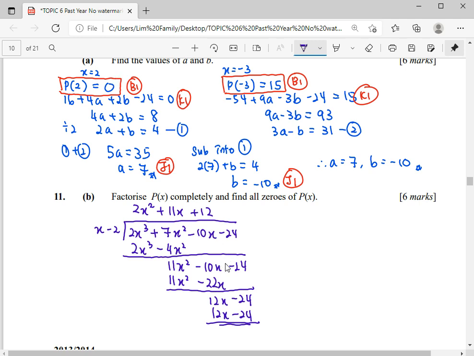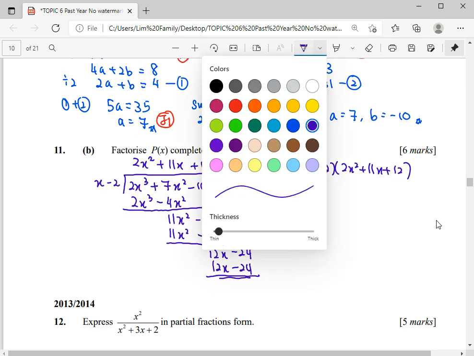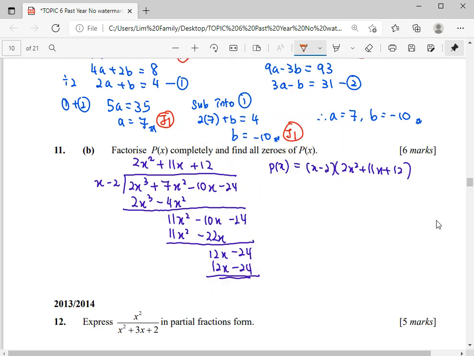So how to write this? The polynomial equals our divisor x minus 2, our quotient 2x squared plus 11x plus 12, and plus remainder. So remainder we don't have. So actually our original writing is like this. When a polynomial divides with a divisor, you will get a quotient plus remainder over a divisor. So this is the writing form in fraction.